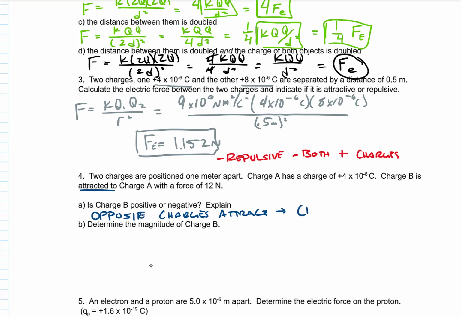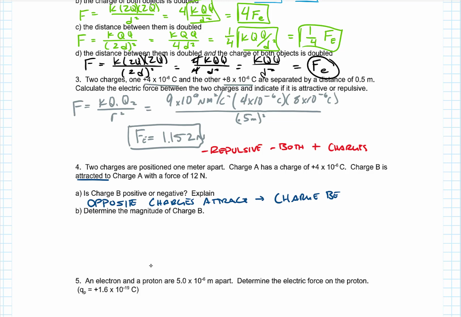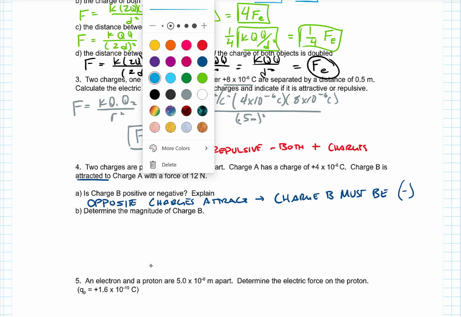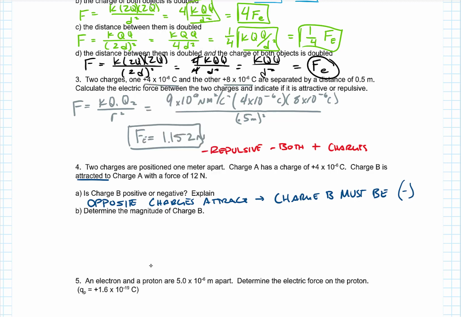Because of that, charge B must be negative. So charge B, sorry about that, must be negative. To find the magnitude of charge B, we're going to say force is equal to K QA times QB over the distance between them squared. So we want to solve for QB.